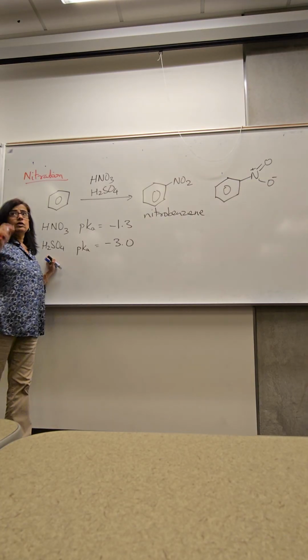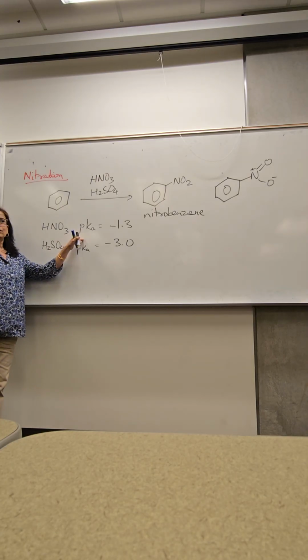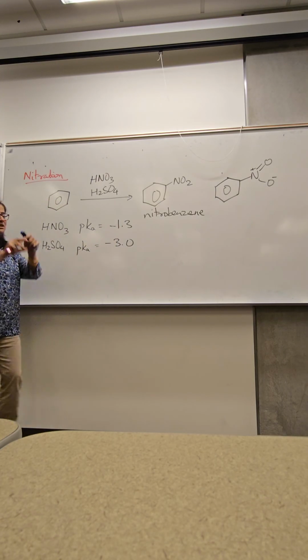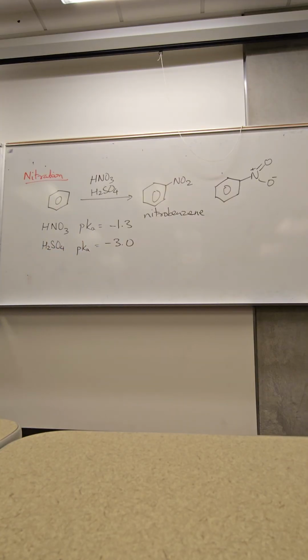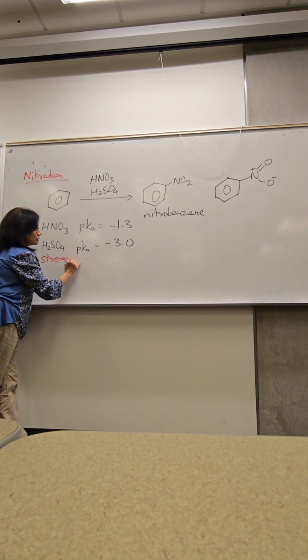Exactly. Lower pKa, higher acid strength. Higher pKa, lower acid strength. The negative sign kind of throws us off, right? Exactly, I know. It's the number line, basically: zero, positives and negatives. But yes, you're absolutely right. Sulfuric acid is the stronger of the two acids.